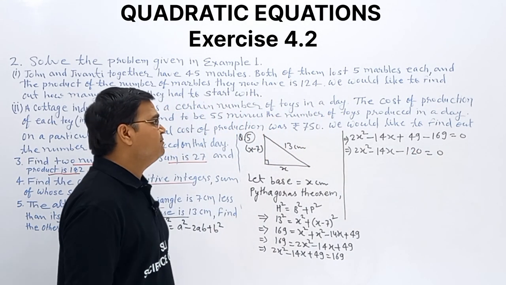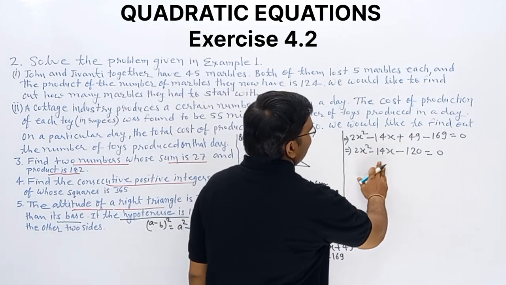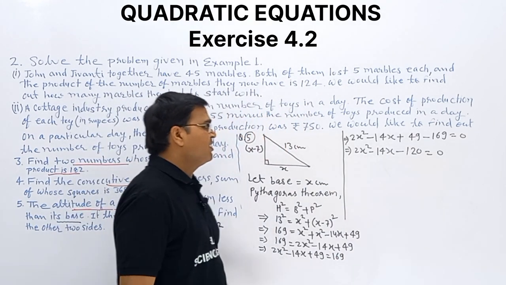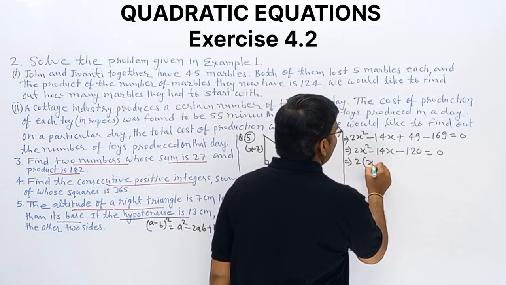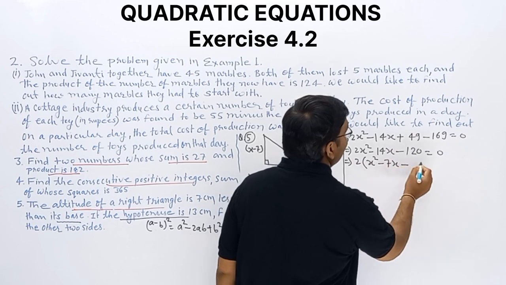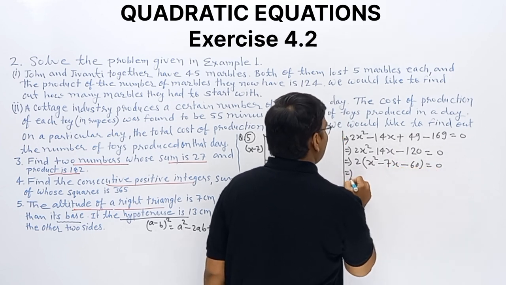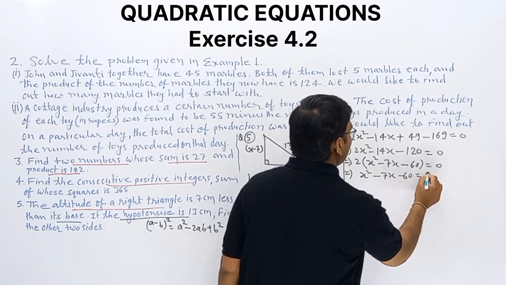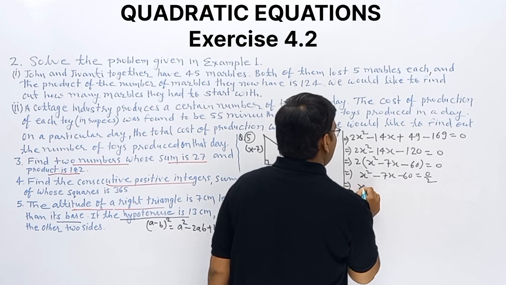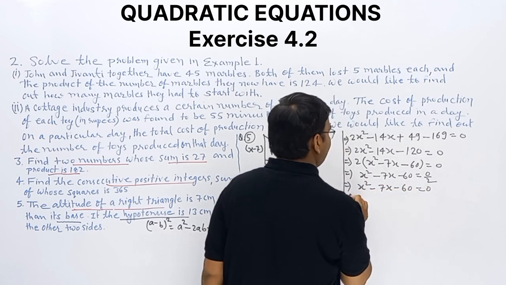Now factorize this one. How will we factor? First simplify this one. 2 is common. x square minus 7x minus 60 equal to 0 upon 2. x square minus 7x minus 60 equal to 0.